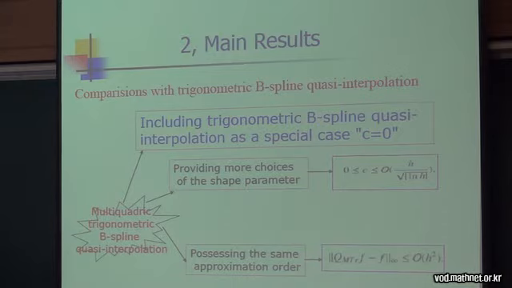Now let's compare our co-interpolation with trigonometric B-spline co-interpolation. From the above discussion, we can see that our co-interpolation includes trigonometric B-spline co-interpolation as a special case, when C is 0. Moreover, it provides more choice of the shape parameter, since C can be chosen in this interval. Finally, more importantly, it also provides the same approximation order as the second order trigonometric B-spline. This is the approximation order of the second order trigonometric B-spline.